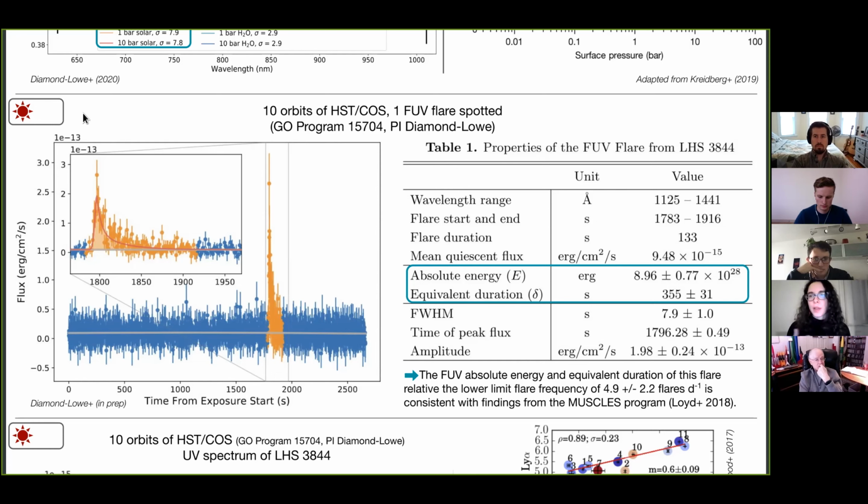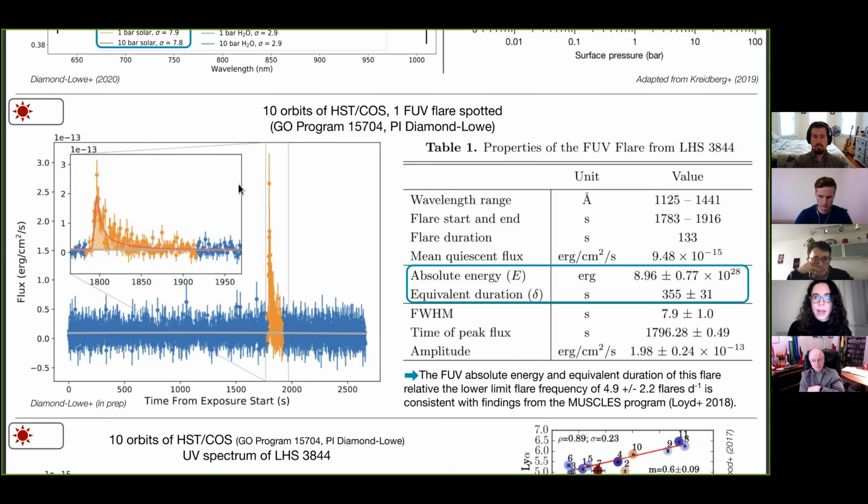So now that we saw this, we were able to analyze the properties of this flare and maybe even compare it to other M dwarfs that flare more frequently. So that's what we did. And of course, the main point of comparison is the MUSCLES sample. So this is a large sample of stars in the UV by HST COS and also other instruments as well.